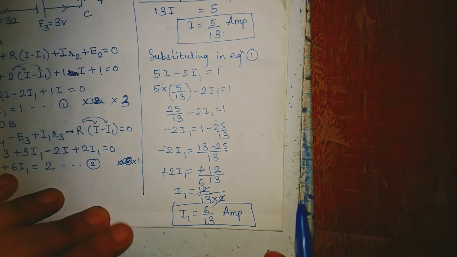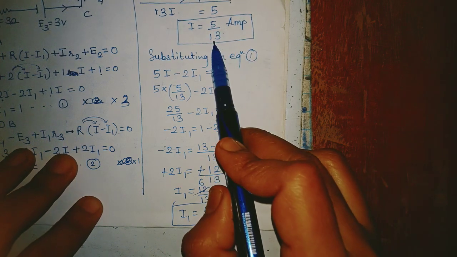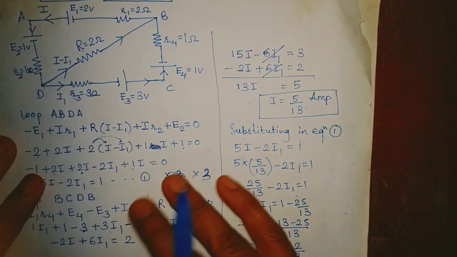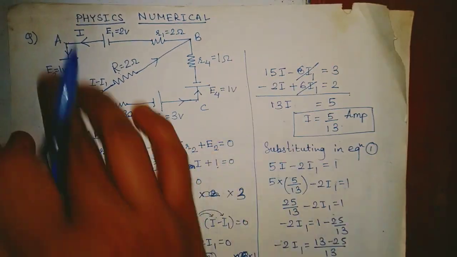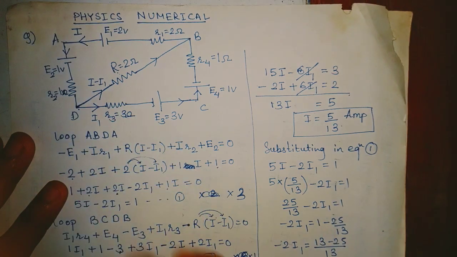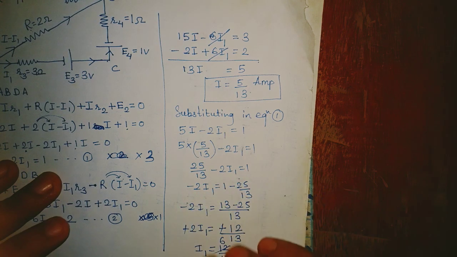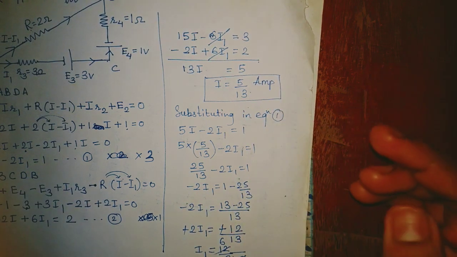So these are our two values. I is 5 upon 13 and I1 is 6 upon 13. Once you write down these equations correctly, then further you have to just apply your mathematical skills, and then you will get the answers.